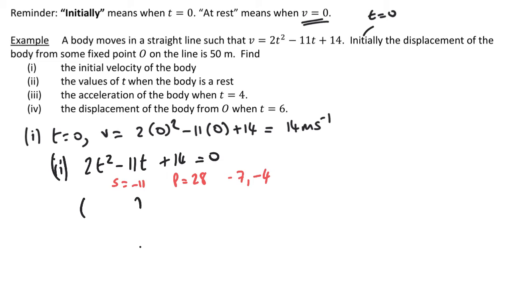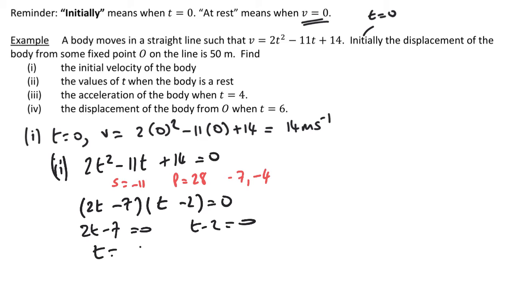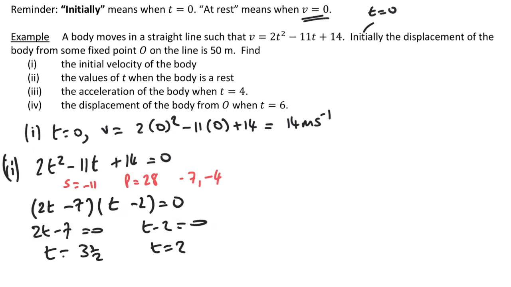The two brackets will be 2t and a minus 2, t and minus 7. So that means that 2t minus 7 is 0, or t minus 2 is 0. So t equals 3.5, or t equals 2.